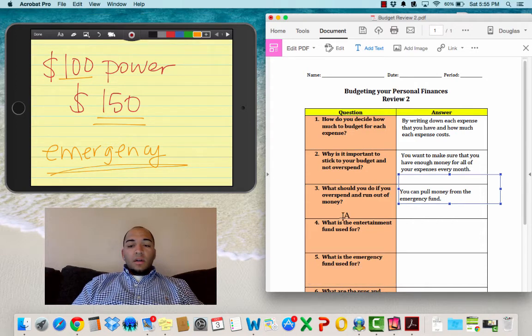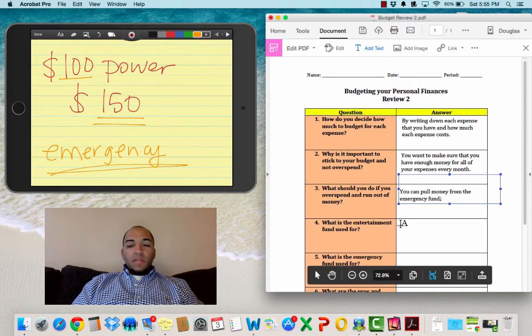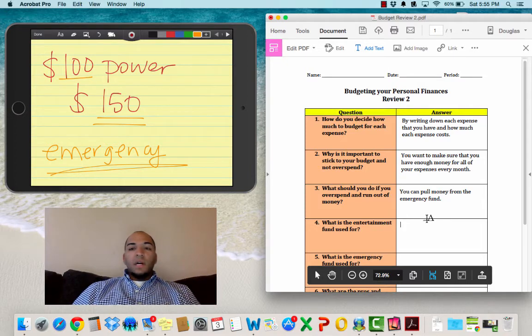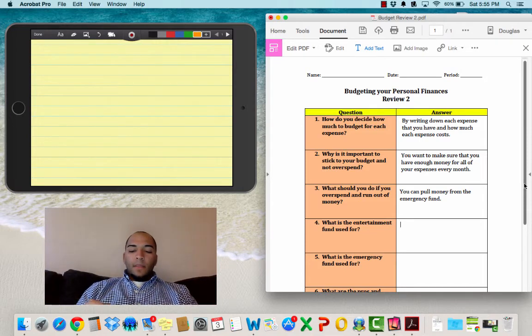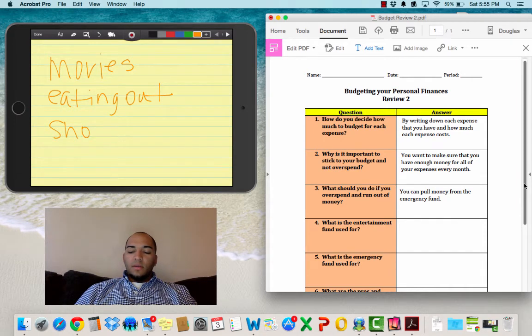Okay. Number 4, what is the entertainment fund used for? All right, let's talk about the entertainment fund. The entertainment fund is used for going to the movies, eating out, and shopping. All right. So the entertainment fund has a lot of different things that you could use it for. You can use it for anything you want. But once it's gone, it's gone.